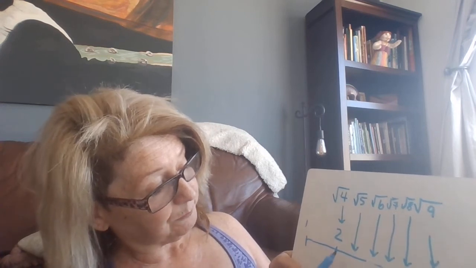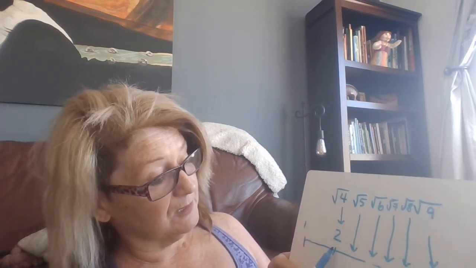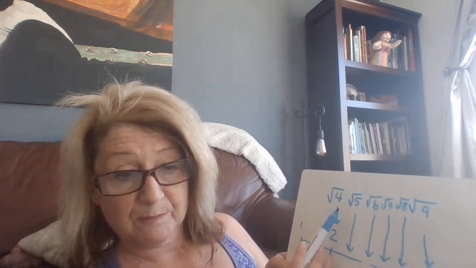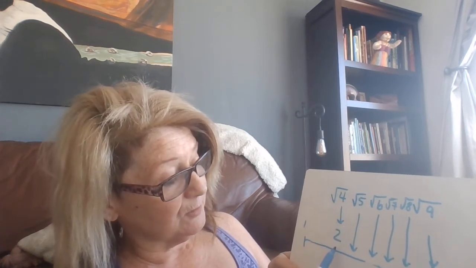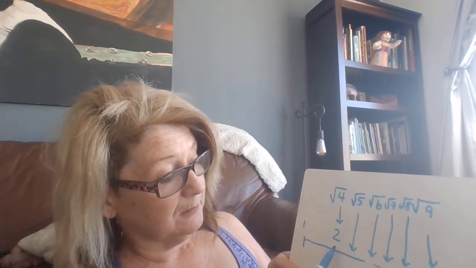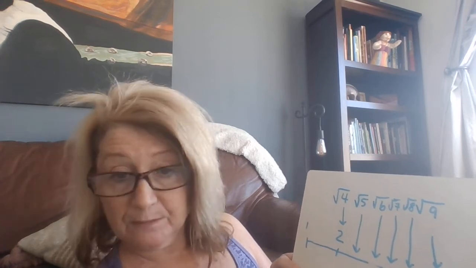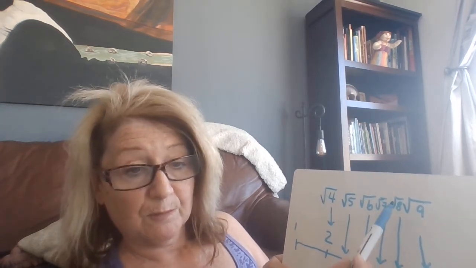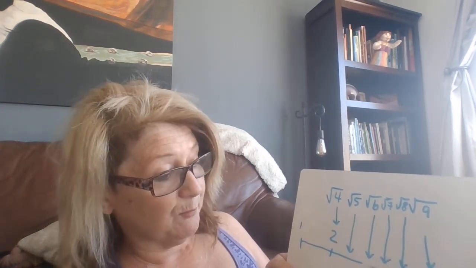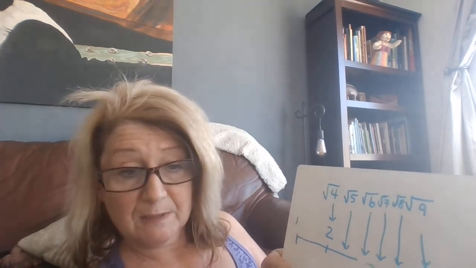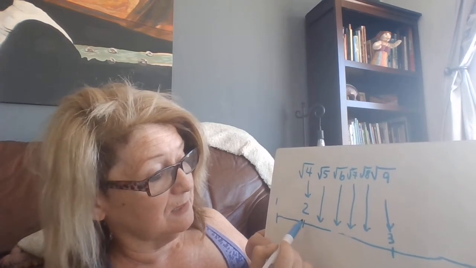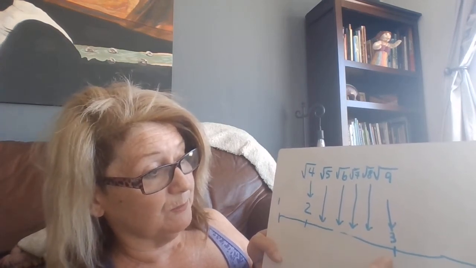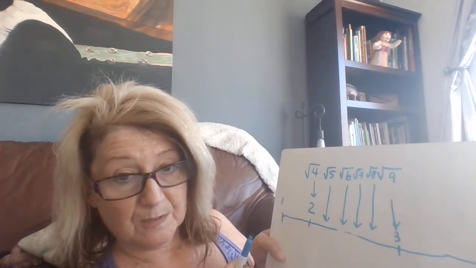And you can imagine that the square root of 5 is going to be 2 point something, and it's going to be closer to the whole number 2 than 3, but between 2 and 3. If I look at the square root of 8, the answer is going to be 2 point something, but it's going to be closer to 3 than it is to 2, but definitely between 2 and 3. You see that?